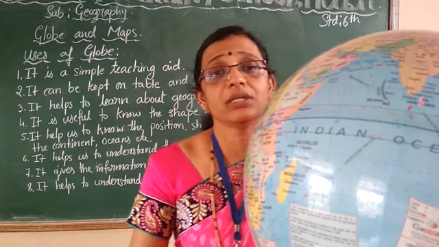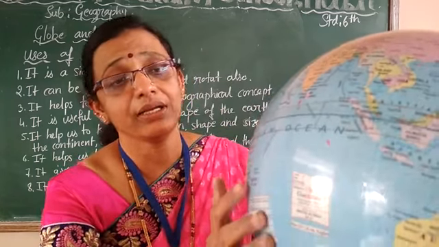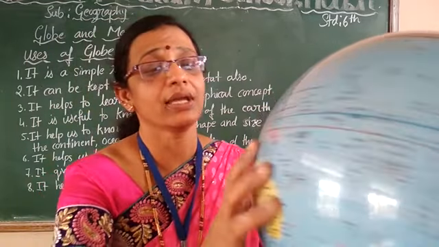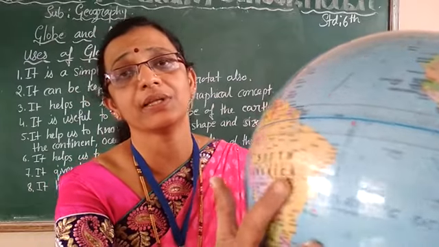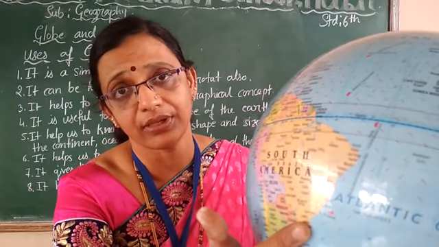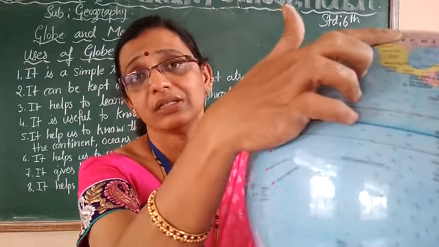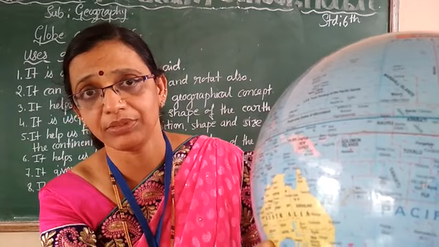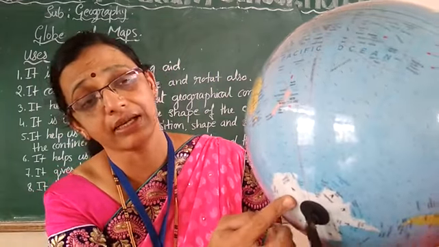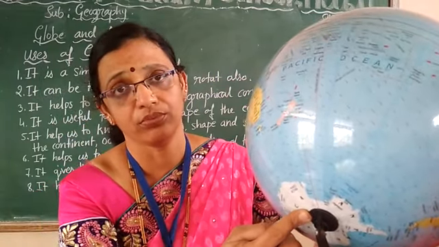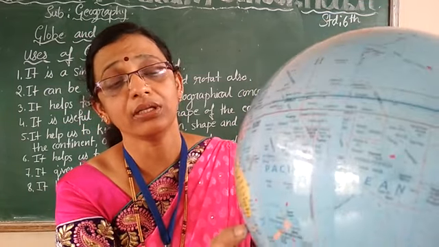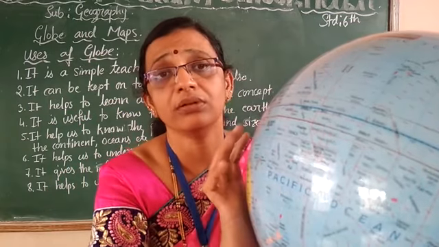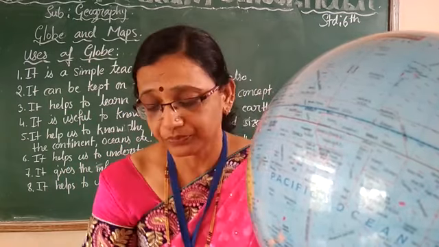Geographical concepts means, see children, where is America? It is in the northern hemisphere. By rotating the globe only, we can include that one. Here, South America, it is in the southern hemisphere. North America is in the northern hemisphere. And Australia is completely in the southern hemisphere. This is Antarctica. It is in the South Pole. All these are called geographical concepts. All this we can learn from the globe.